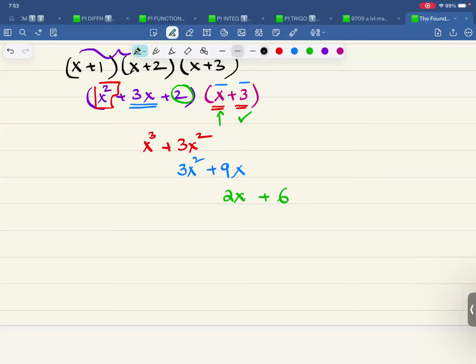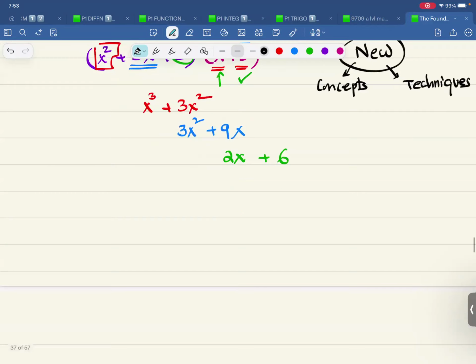Now look at the way that I'm working. Might be a little bit new to you. Yes, we learn new things in AS level maths, whether it's new concepts or new techniques. That is what AS level is all about. So this is not any rocket science. All I'm doing is writing it in a neat manner.